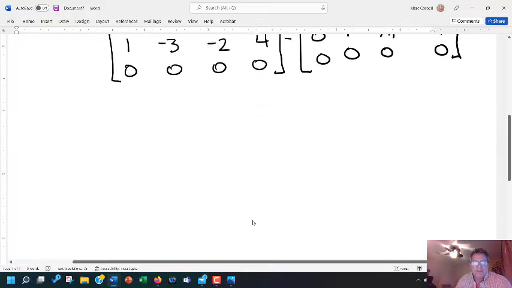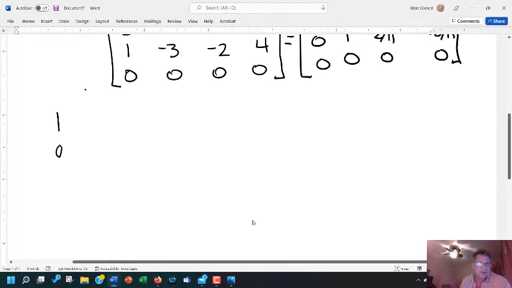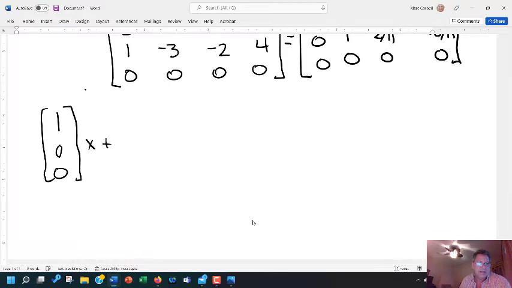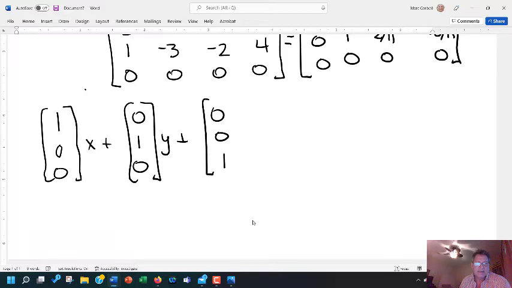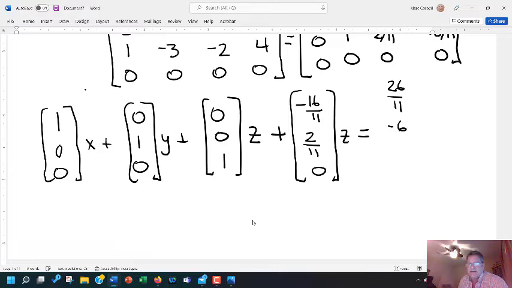Now I'm going to write this like we wrote before as a linear combination of vectors. So I'll do 1, 0, 0, x, and then 0, 1, 0 for y. I'll do 0, 0, 1, and in this case, trying to do that for z. But if I do that for z, I still have the leftover that I have to have. So I actually have another part of z here: minus 16 elevenths, and then 2 elevenths and the 0. So I actually have two z's here because I got that extra piece. And on this side, I'm going to have the equals, and then 26 elevenths here and minus 6 elevenths and 0.